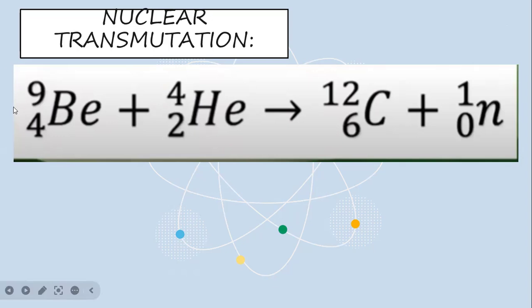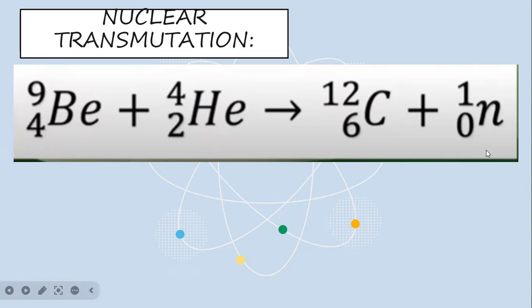Add them together, 9 plus 4, that must be 13, and 4 plus 2 at the bottom must be 6. So this is the reactant side, and it must be balanced with the product side. As you can see here, upon checking the product side, we have carbon, number 6 in the periodic table. So we already have 4 plus 2, 6. That's equal already. And also, for the mass number, 9 plus 4, that's 13 minus 12 for the carbon. So there is 1 lacking.